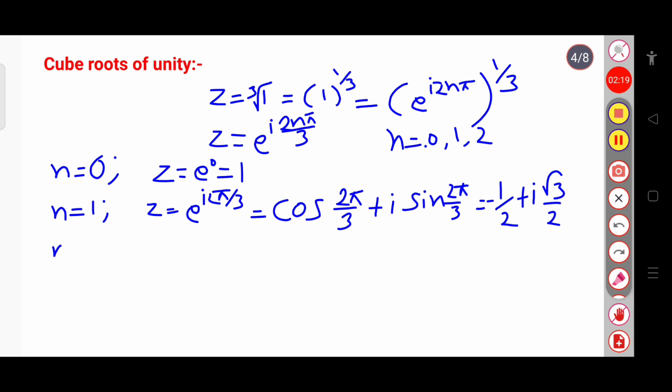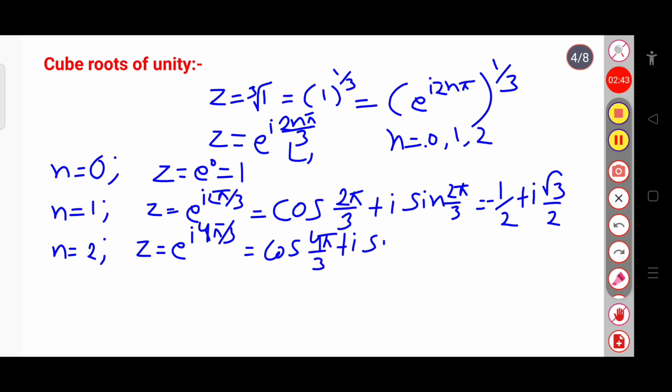Similarly, for n equal to 2, this complex number z will be equal to exponential, in place of n we are putting 2, so this will be exponential iota 4 pi by 3. So this will be equal to cosine 4 pi by 3 plus iota sine 4 pi by 3. Clear? So cos 4 pi by 3 is minus half and sine 4 pi by 3 is minus root 3 by 2. So this will be minus half minus iota root 3 by 2.